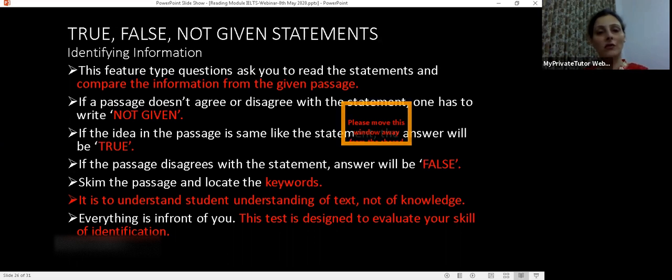Everything is in front of you. The test is designed to evaluate your skill of identification. All these modules seem easy, but they are not. You have to be very specific and particular in answering all those questions. It is the identification of your skill, how good you are at it. Attempting the questions in that manner is going to show your skill.